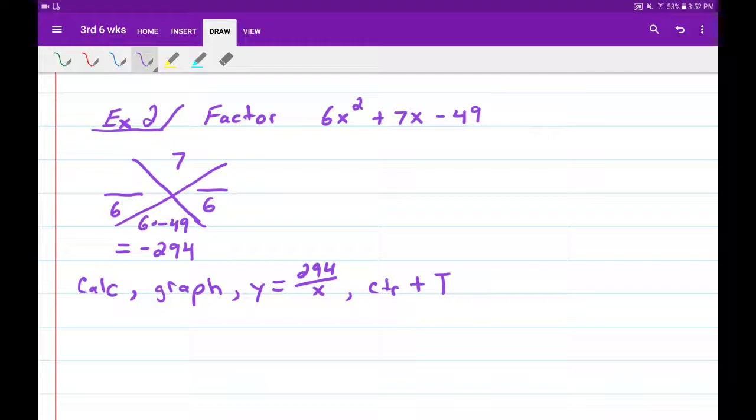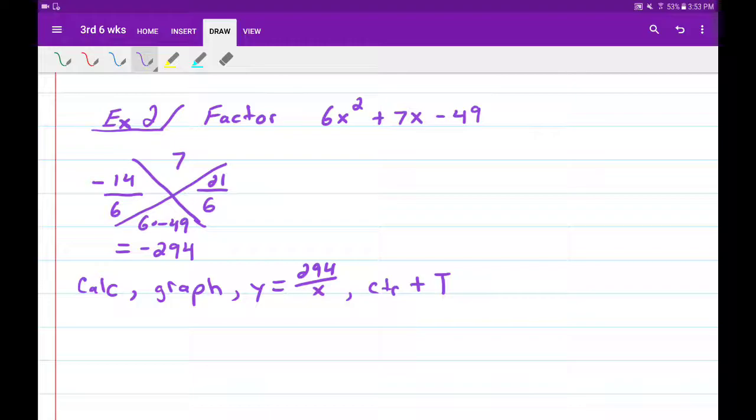All right, so when I did that process, I got 14 and 21. So if we take the difference of those, that makes 7. Since it's a negative 294, I'm going to put negative on my 14. That way when I combine them, I get a positive 7.